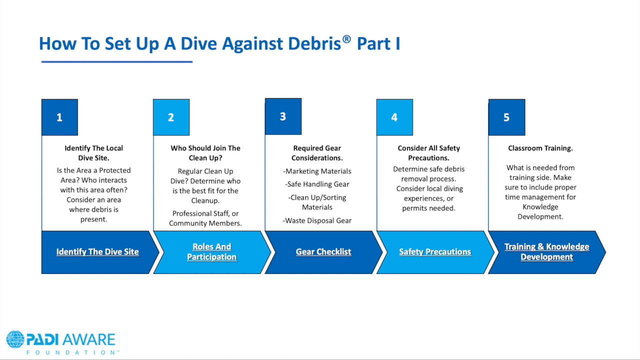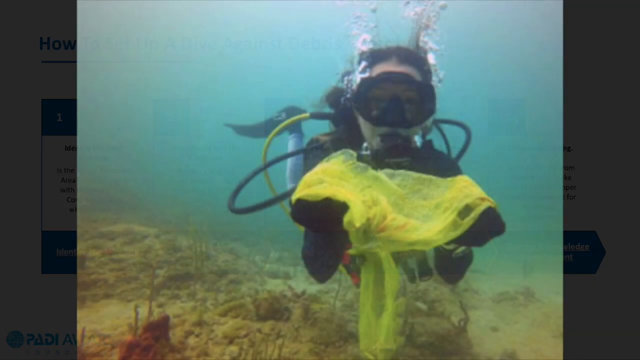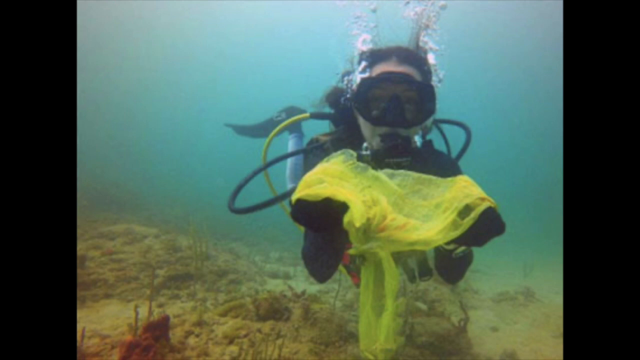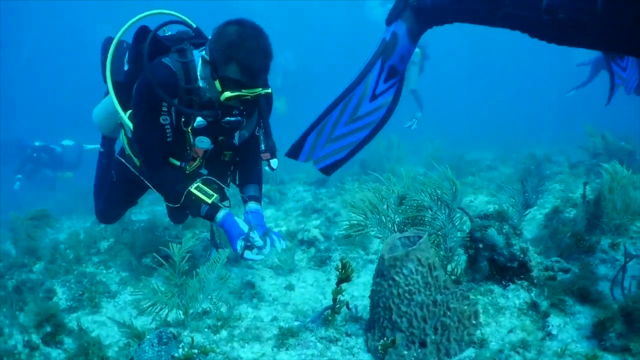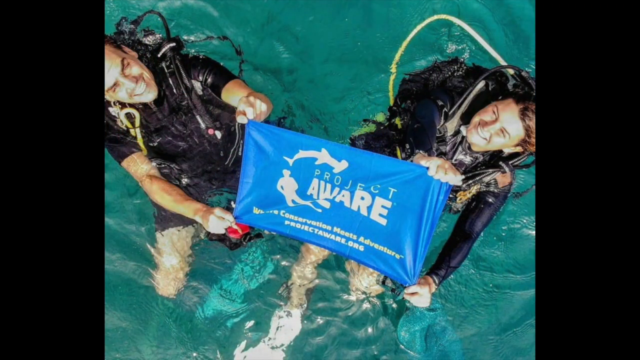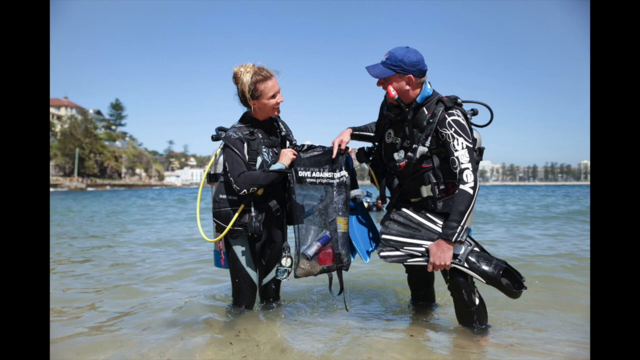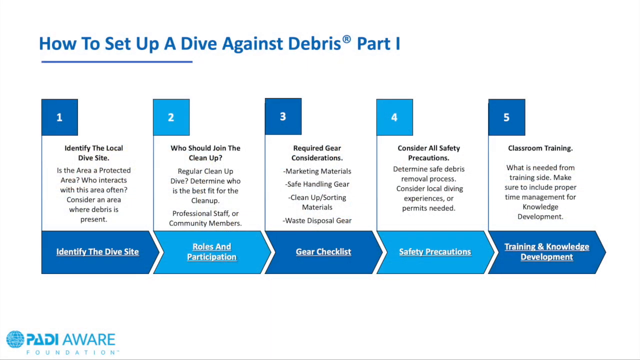Now, let's talk about required and recommended gear for Dive Against Debris. The right gear will ensure safe practices underwater and help avoid mistakes or injury. If applicable, use gloves to protect your hands. Bring cutting tools to avoid entanglement and to avoid using excess energy or air. Consider marketing materials, such as banners or flags, to help document the dive and capture promotional images. Of course, make sure to have proper disposal bags or containers to keep the debris safe during the removal and sorting process.